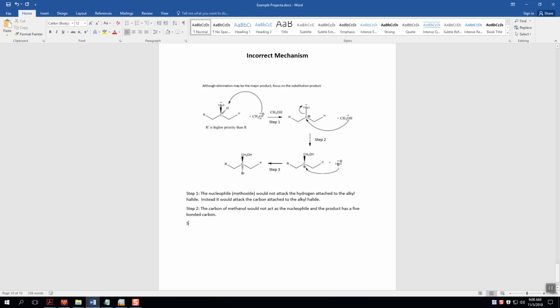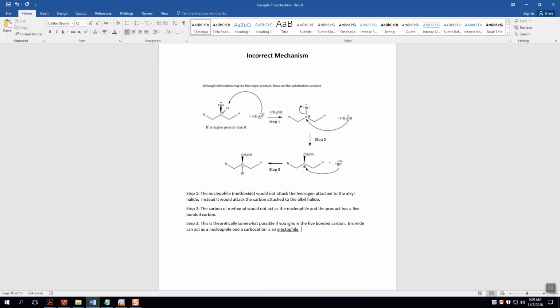But I'm just going to stay in step 3. This is theoretically somewhat possible if you ignore the 5 bonded carbon. Bromide can act as a nucleophile, and a carbocation is an electrophile.